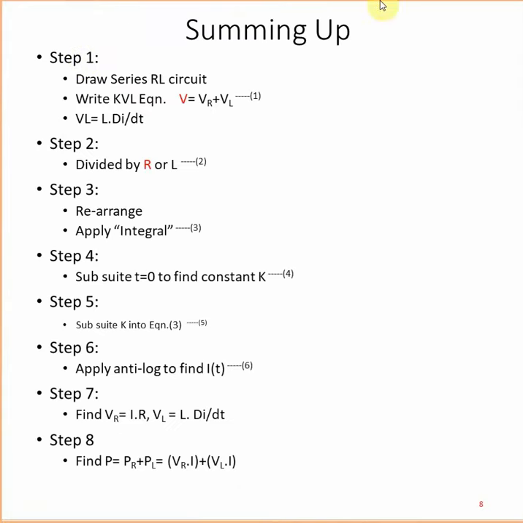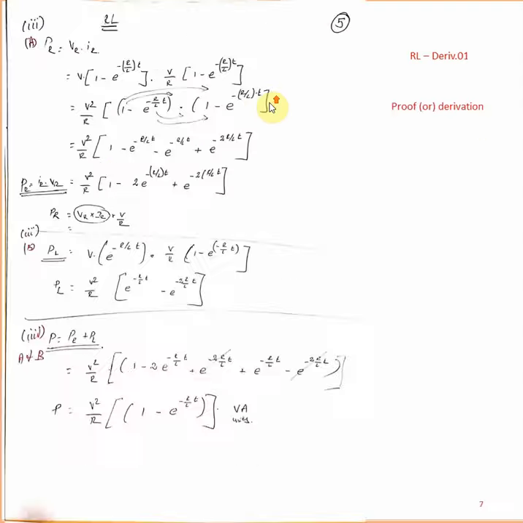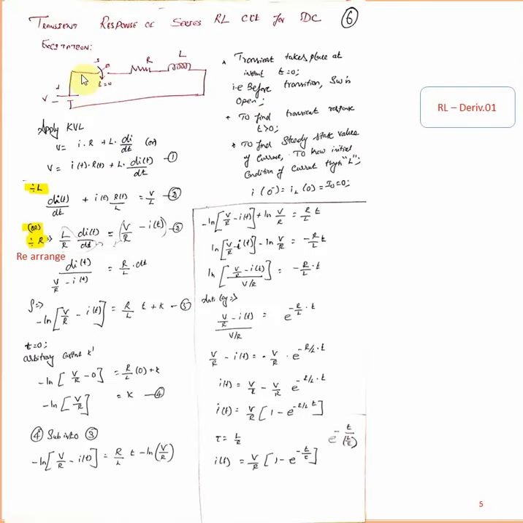What is that? First, draw the series RL circuit, followed by V is equal to VR plus VL, where VL is equal to L dot di by dt. Let's see. Draw the circuit. V is equal to VR plus VL.